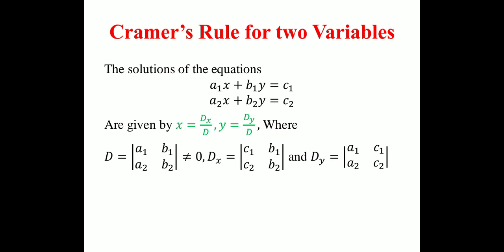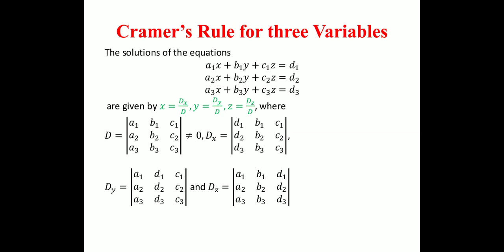Next, dx. For dx, we just replace a1, a2 by c1, c2 and take its determinant. And dy, we replace b1, b2 by c1, c2. That means dy is equal to the determinant of a1, c1, a2, c2. So this is Cramer's rule for two variables.